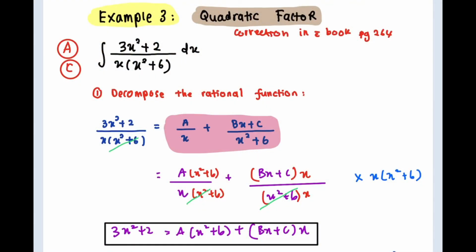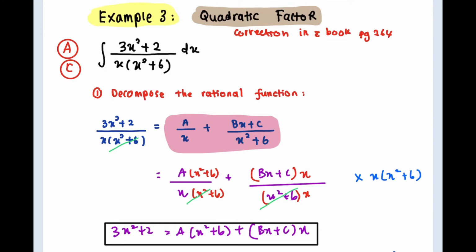Now let's proceed with example 3. The question is integrate (3x squared plus 2) over x times (x squared plus 6). Okay, so this question shows that you have the case of a linear factor and also an irreducible quadratic factor. Because x squared plus 6, you cannot further factorize this. So let's take this question and do partial fraction decomposition.